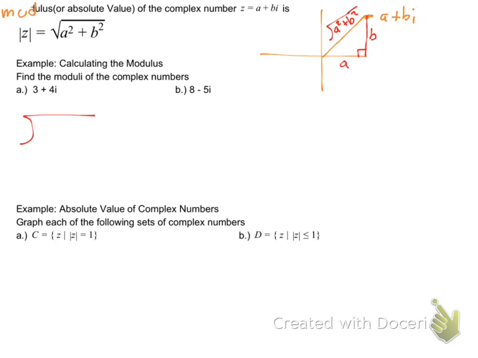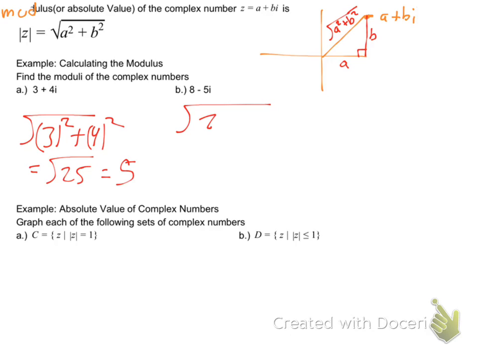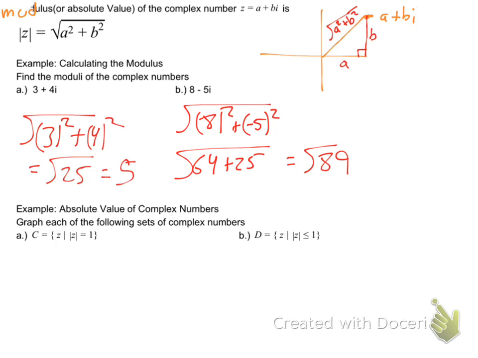Would you guys agree that it's just the square root of 3 squared plus 4 squared, which is the square root of 25, which is 5? Hey, that's a special triangle anyways. That's a 3, 4, 5 triangle. Some of these get really easy that way. Others are not. The next one is the square root of 8 squared plus negative 5 squared. So, 64 plus 25, square root, which equals the square root of 89, and then you would simplify that if you can. Pretty easy enough, I would think.